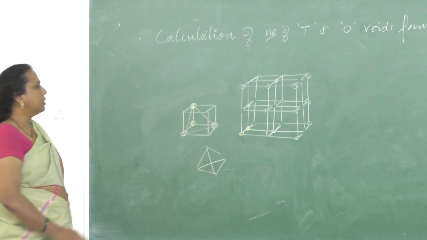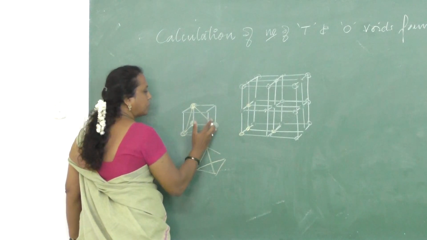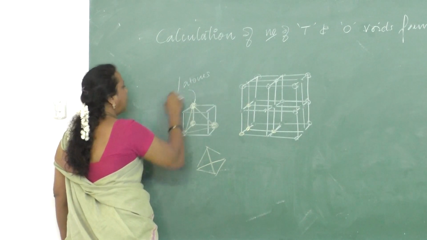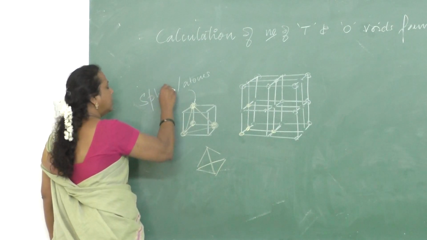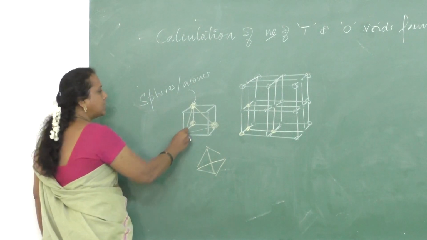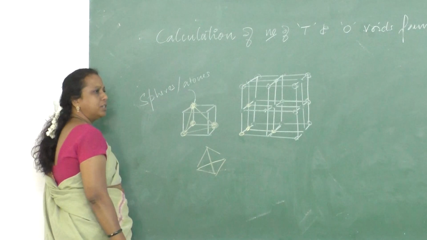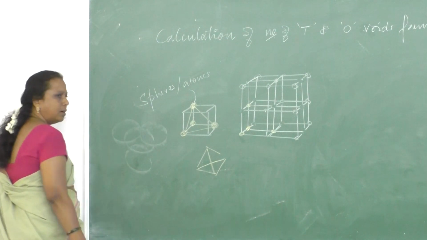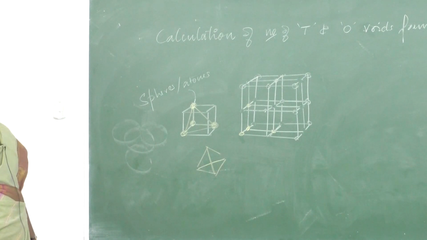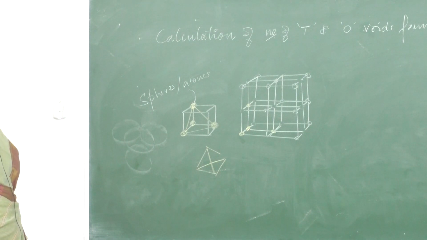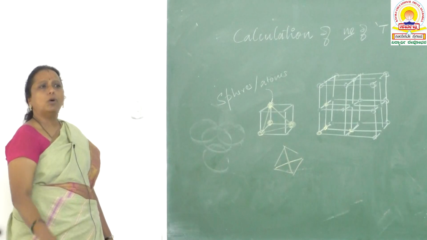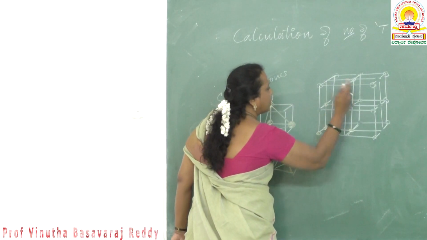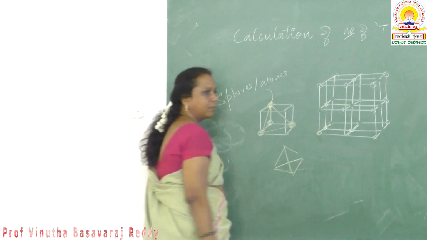Tetrahedral shape. So the points that I have marked are spheres. Spheres are nothing but atoms, which we call as spheres. So these are the 4 spheres which are arranged. When 4 spheres are arranged in tetrahedral fashion, what kind of void is produced? Tetrahedral void is produced. So how many such tetrahedra can you see in this unit cell?